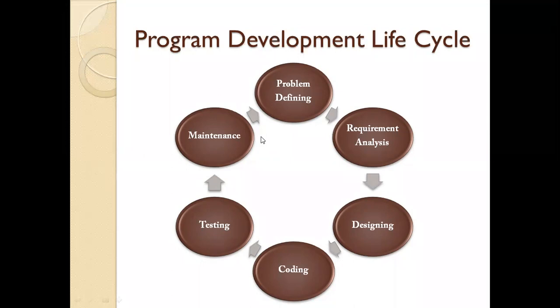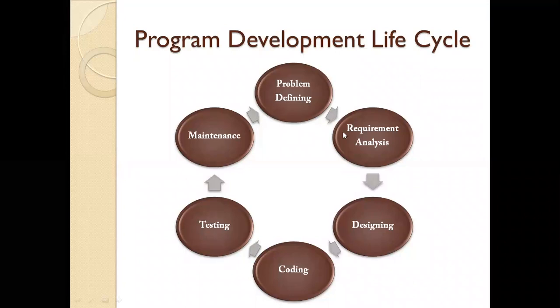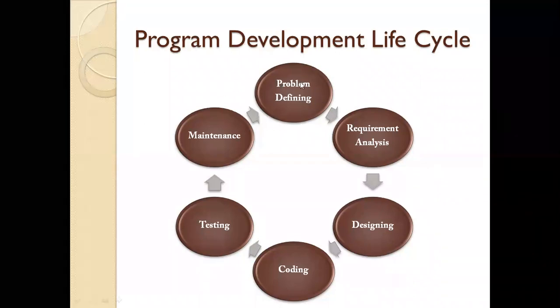For example, I have given you a question to check whether the user is eligible to vote or not. First of all, the first step is you have to understand the question. What is the problem? You have to define that problem, that how many inputs will be there and how many outputs will be there. So if the question is to check whether the user is eligible to vote or not, in this question you will have only one input, and that will be the age of the user. So you have to define your problem first. So this process is known as defining.